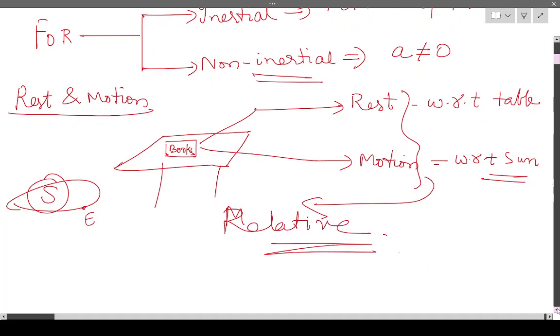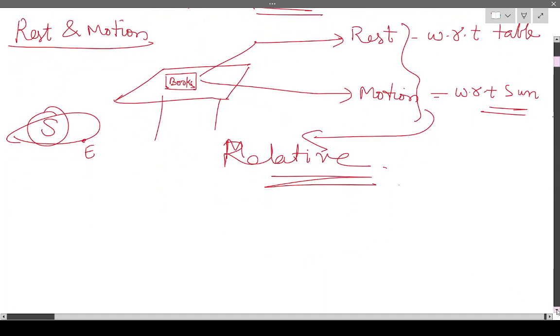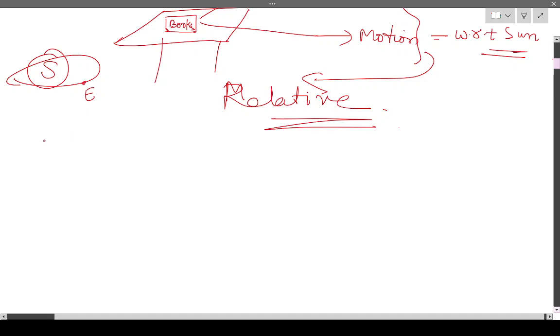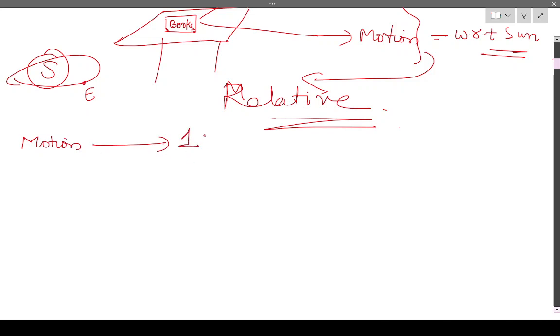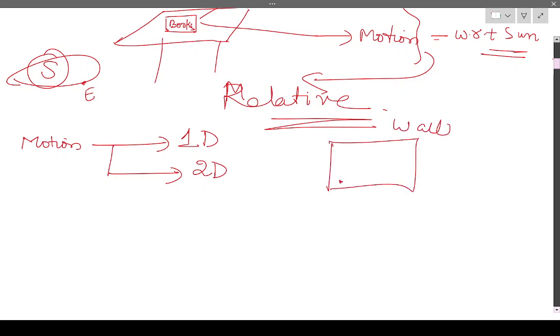Next, classification of motion. This one we already discussed earlier. What are the types of motions? If it's passing only along a straight path, or only one coordinate is changing, we'll call it a 1D motion. If two coordinates are changing, suppose this is a wall, and on the wall a small ant is crawling. Now two coordinates are changing. I can take this as X and this as Y. And I can say that two coordinates are changing, so it is going to be a two-dimensional motion.